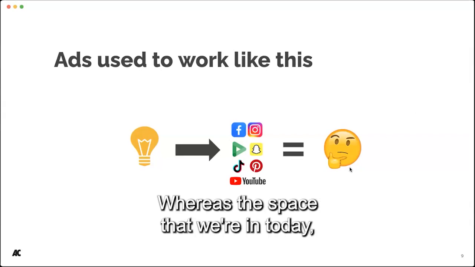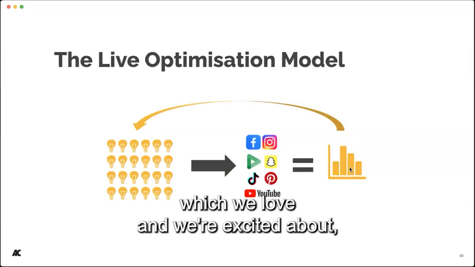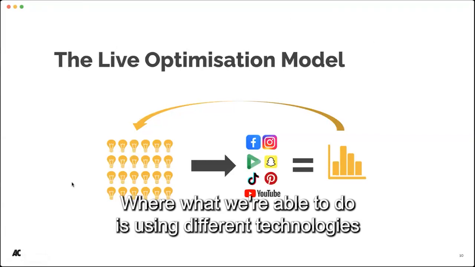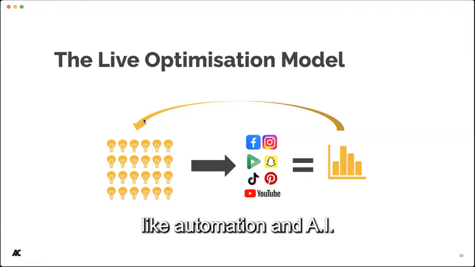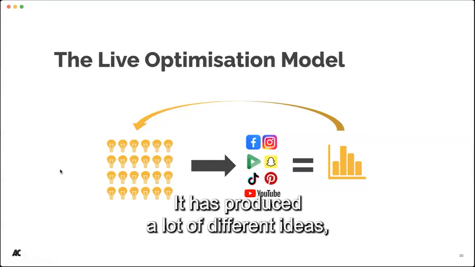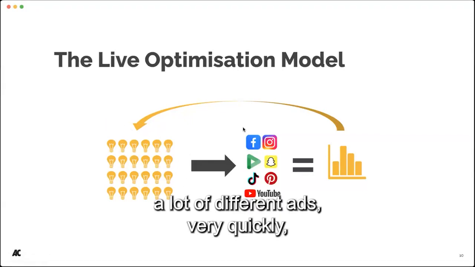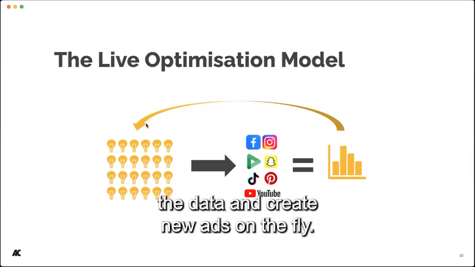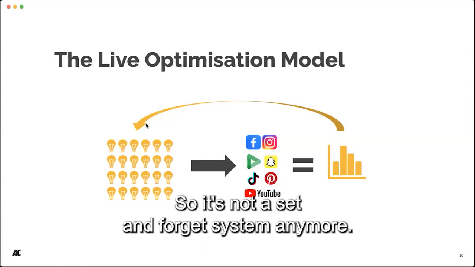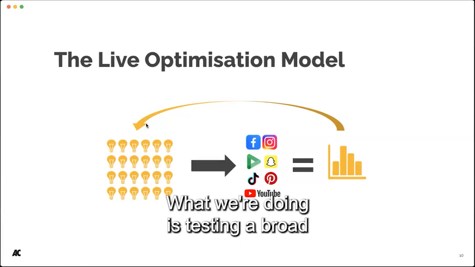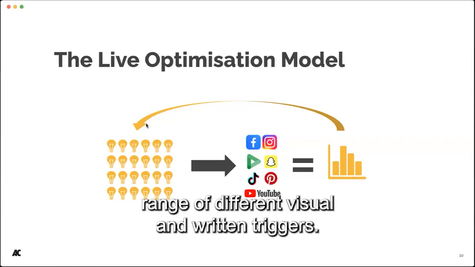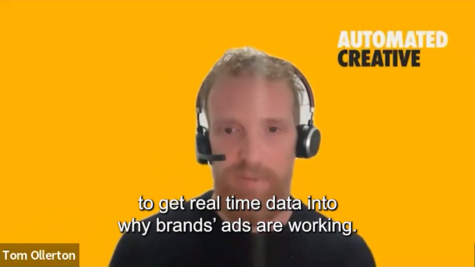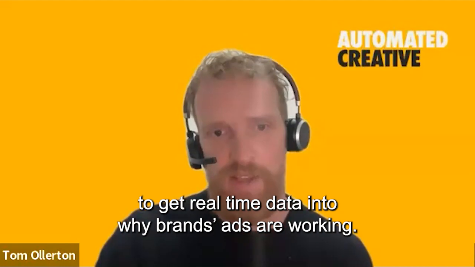Whereas the space that we're in today, which we love and we're excited about, is this live optimization model, where using different technologies like automation and AI we produce a lot of different ideas, a lot of different ads very quickly, put them on those channels, analyze the data and create new ads on the fly. So it's not a set and forget system anymore. What we're doing is testing a broad range of different visual and written triggers using different technologies to get real-time data into why brands' ads are working.